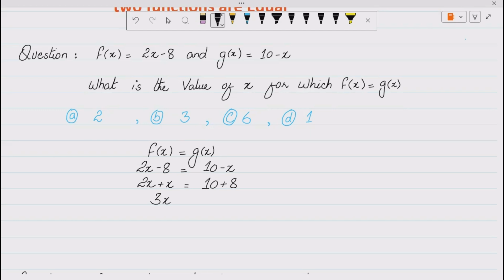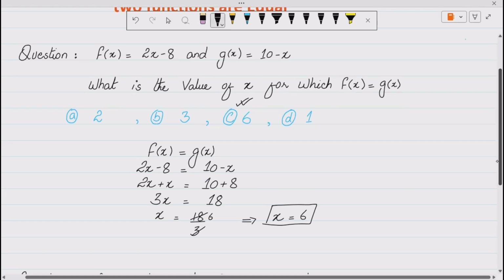After that, we get 3x equals 18, hence x equals 18 over 3, which gives after cancellation x equals 6, which means the correct answer from the given options is C, which is 6.